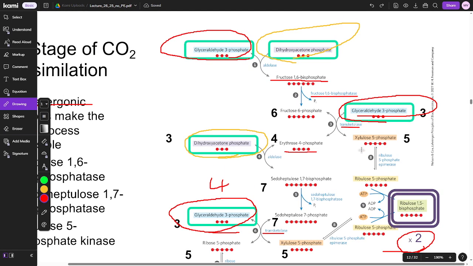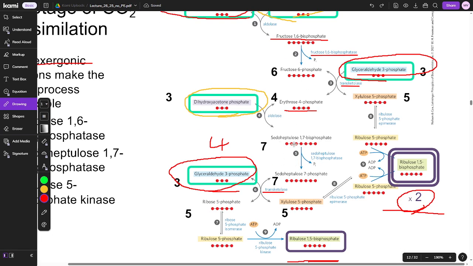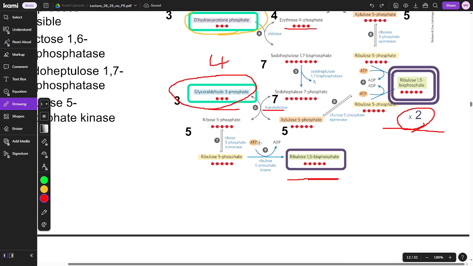A lot of stuff there. I don't think you have to memorize every single one of these, but you should generally know what transketolases do. You should know that they transfer 2-carbon sugars. And you should also generally know the amount of carbons that are being shuffled around. So for this sedoheptulose here, you should have the idea that if you have a 7 and a 3, you're going to make a 5 and a 5.